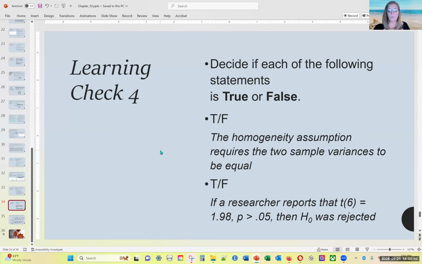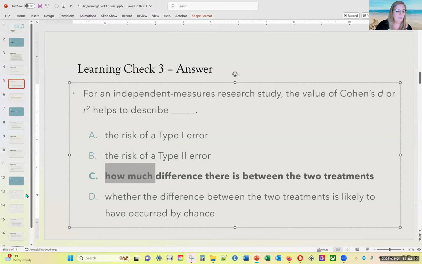And the last one, is it true that the homogeneity assumption requires the two sample variances to be equal? Also, is it true that if a researcher reports that t with the degrees of freedom of 6 equals 1.98 and a p-value greater than 0.05, then H0 is rejected? And let's see what that one is.